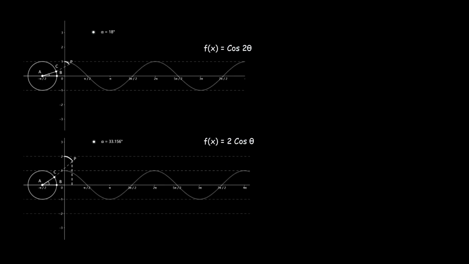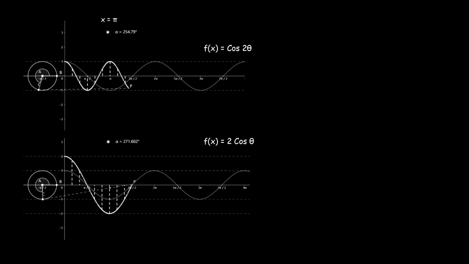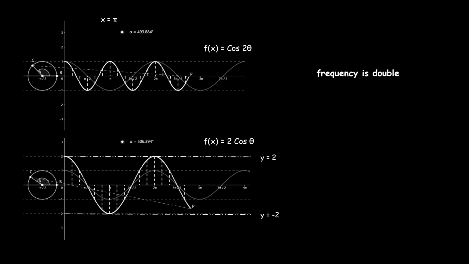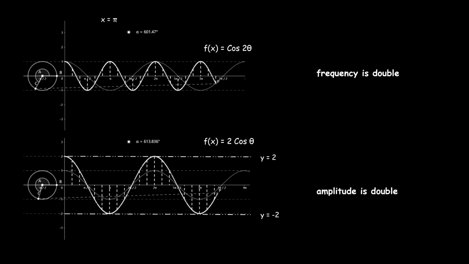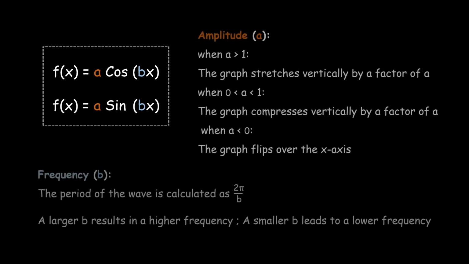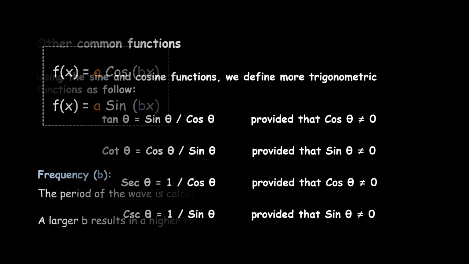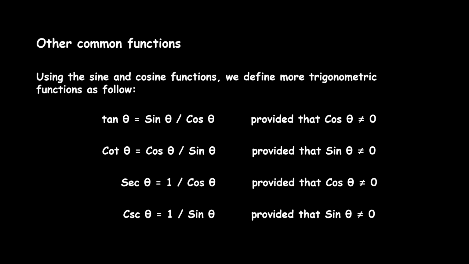Similarly, the same principles apply to variations of the cosine function. By adjusting its parameters, we observe changes in amplitude and frequency, just as with the sine function. To conclude, the parameter A controls the amplitude, while B dictates the frequency. Together, these parameters shape the behavior of the trigonometric function, allowing for diverse and dynamic applications in mathematics and real-world modeling. In addition to sine and cosine functions, there are other common trigonometric functions that can be derived from them.